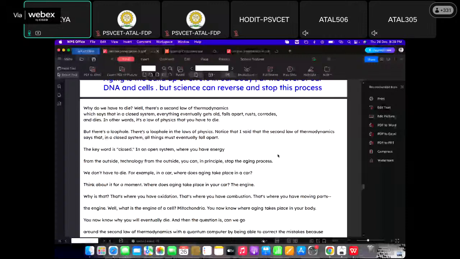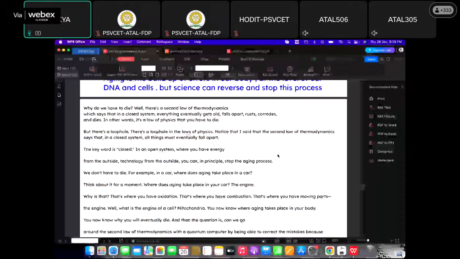For example, in a car, where does aging take place? Think about it for a moment. Where does aging take place in your car? The engine. Why is that? That's where you have oxidations. That's where you have combustions. That's where you have moving parts, the engine. Well, what's the engine of a cell? You now know where aging takes place in our body. You now know why you will eventually die.